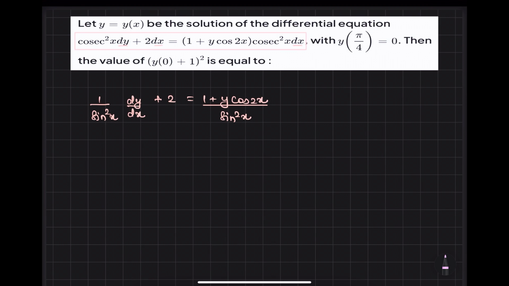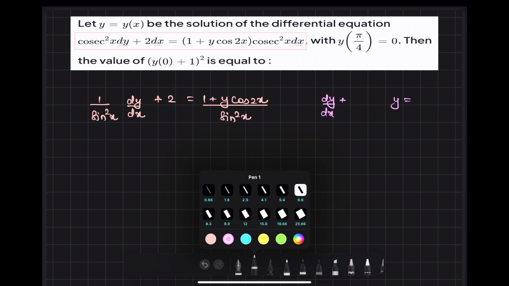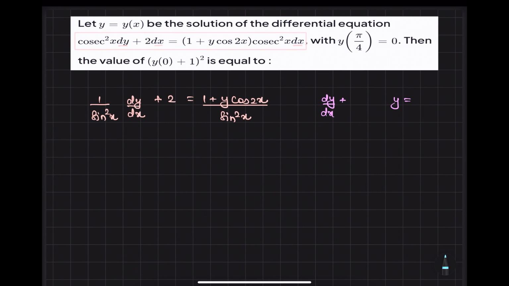So how does the linear differential equation look like? It will look like dy by dx plus, here we want y and then the denominator is x. So we want p of x and q of x. We will try to convert this question into that form. So let's multiply everything with sine square x. So we have dy by dx plus 2 sine square x is equal to 1 plus y cos 2x.